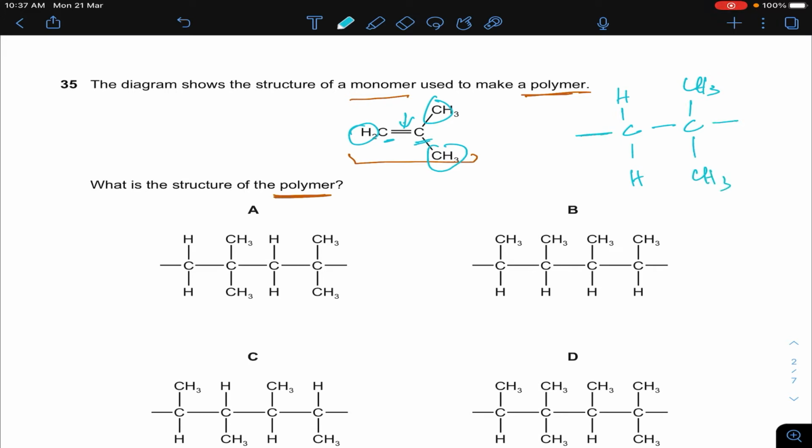Now just look at the options and find out which option is correct. So in option A, we have this carbon atom attached with the two hydrogen atoms, and this carbon atom attached with two CH3, and the same thing is repeated on the next two carbon atoms. So that means option A is the correct option.